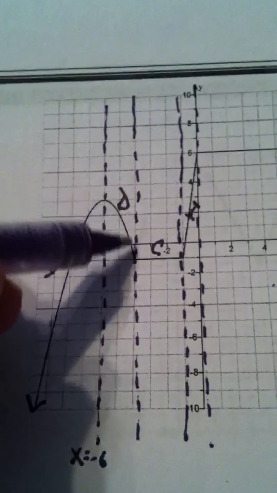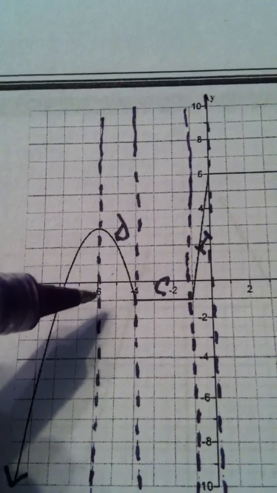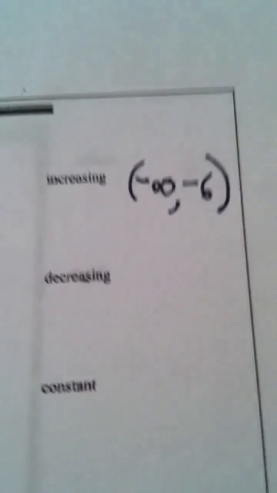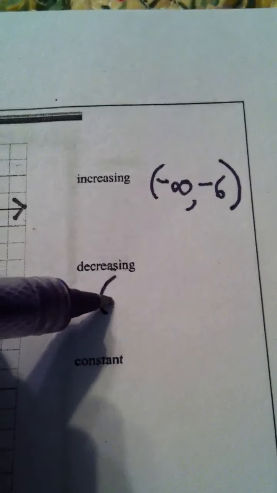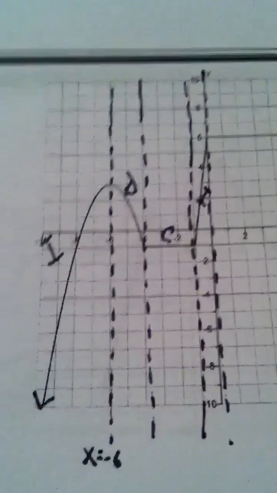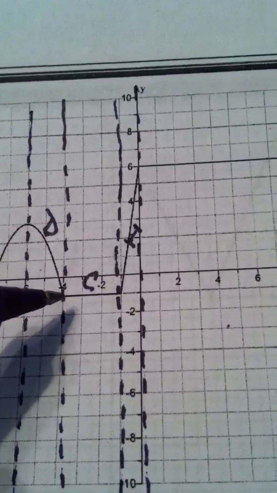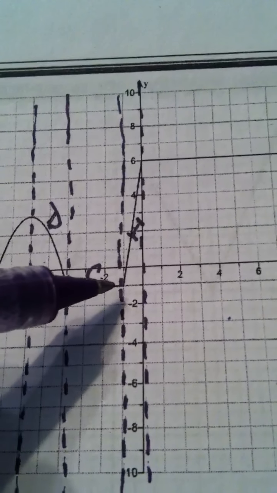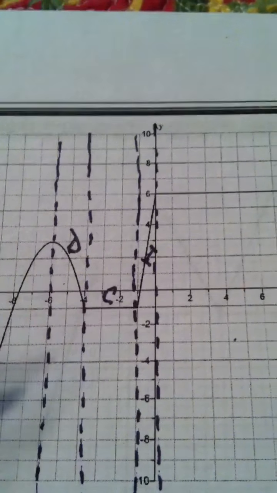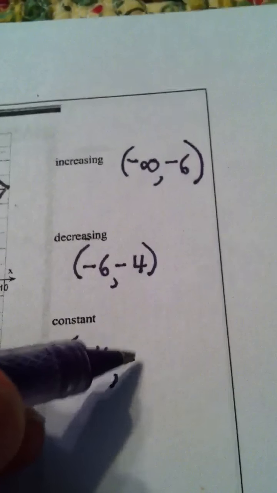Now, it's decreasing here. Well, if I scan from left to right, my scan goes from, let's look, from negative 6 to negative 4. So it's decreasing over the interval from negative 6 to negative 4. Again, no bracket. It's constant. Again, when I do my vertical scan, I'm going from what? Negative 4 to negative 1 on the x-axis. So it's constant between negative 4 and negative 1.